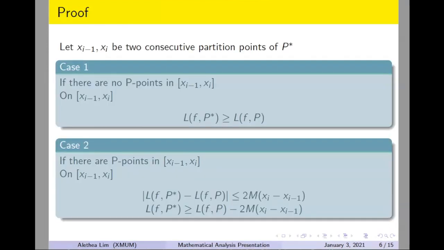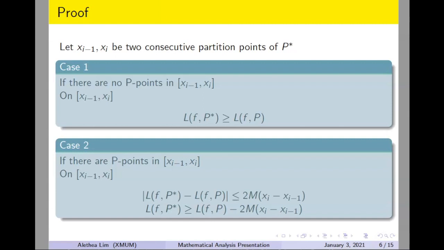Let xi minus 1 and xi be two consecutive partition points of P star. We have two cases. In the first case, there are no P points in this closed interval [xi minus 1, xi]. P points are the partition points in the partition P. On this closed interval, the Darboux lower sum of f, P star is greater than or equal to the Darboux lower sum of f, P. We have seen this in the visualization.